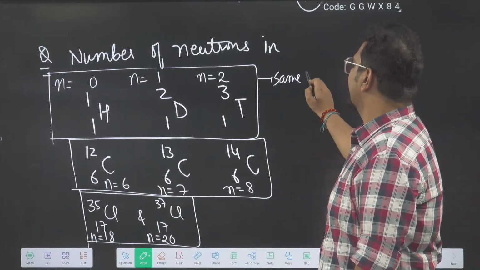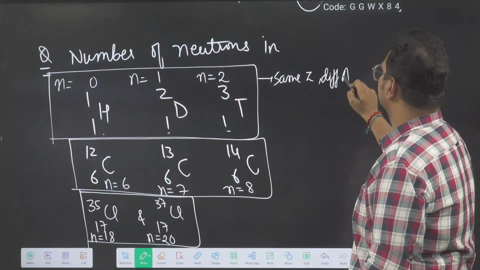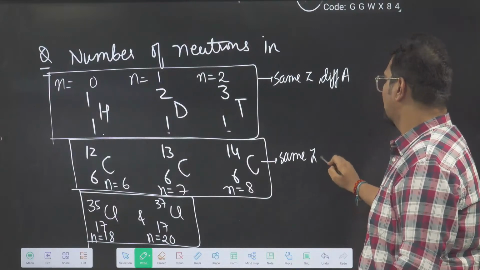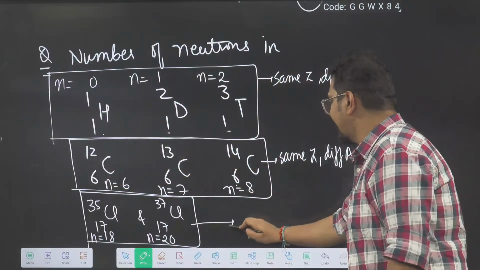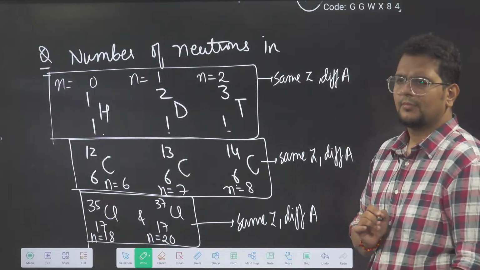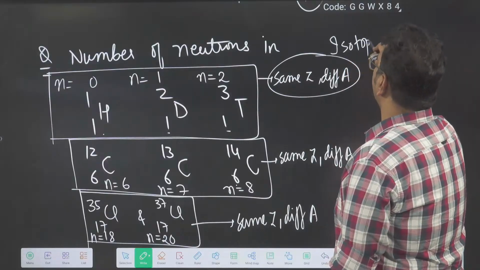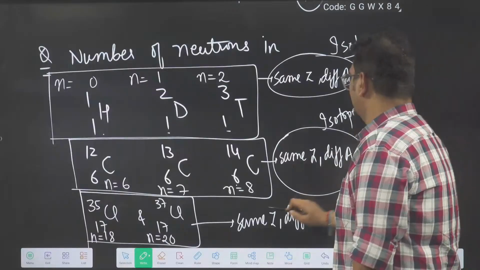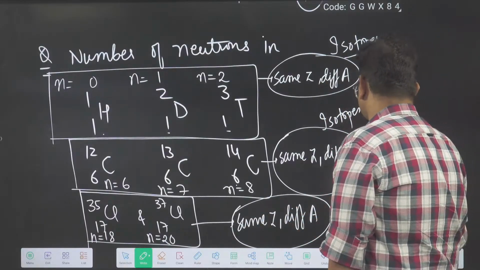same Z, same atomic number and different mass number. Only 12, 13, 14 are different. Same atomic number and different mass number. So same atomic number and different mass numbers, they are called isotopes. Clear bhai? Same atomic number, different mass numbers are called isotopes.